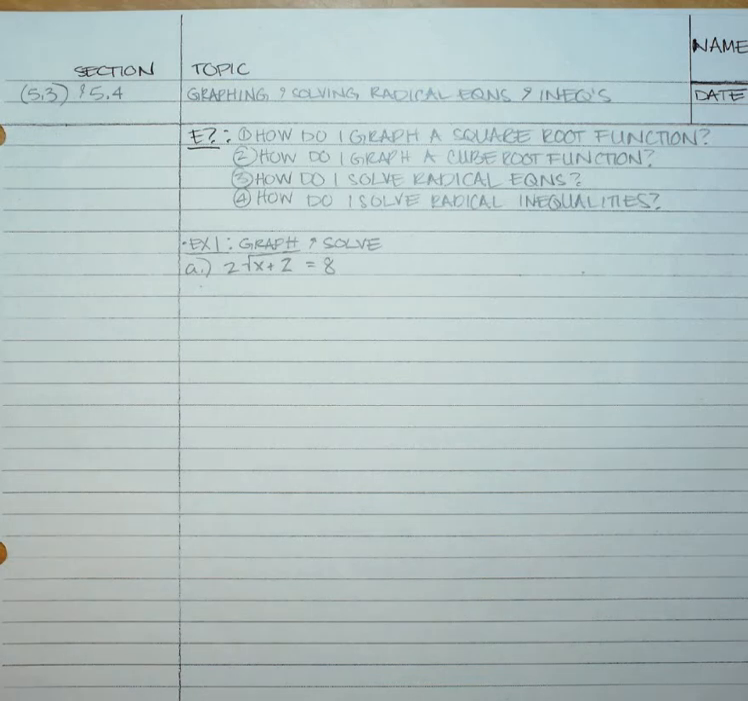These notes are from section 5.3 and 5.4, though all of these examples come from 5.4 if you want to refer back to your textbook. The topic is graphing and solving radical equations and inequalities.